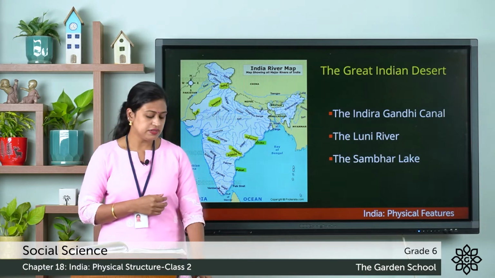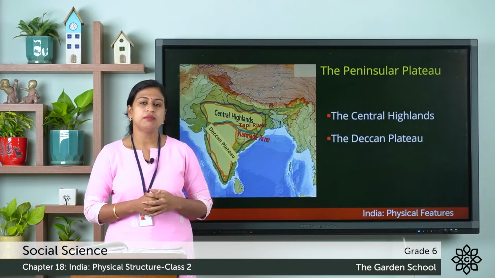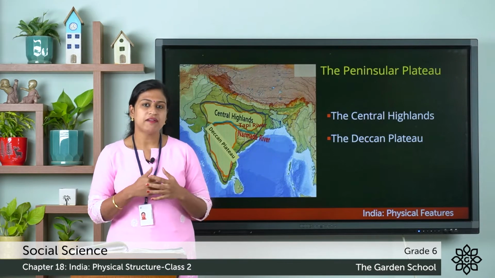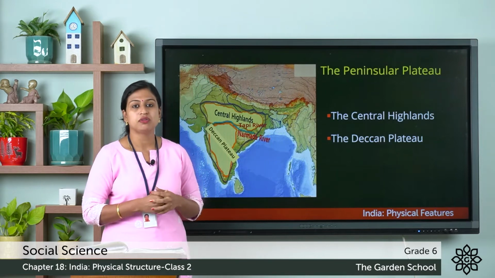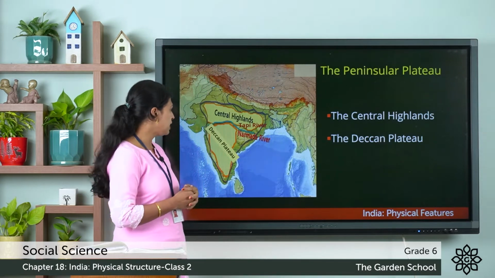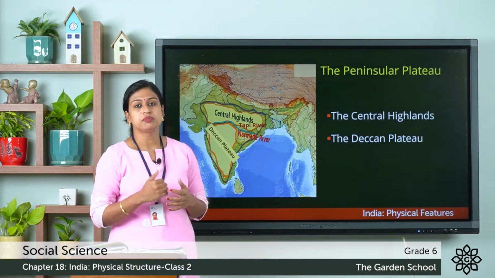Now the next physical feature is the Peninsular Plateau. So what do you understand by peninsular? We have already discussed that a peninsula means a piece of land that is surrounded by water. So here you can see the peninsula region that is surrounded by water bodies.